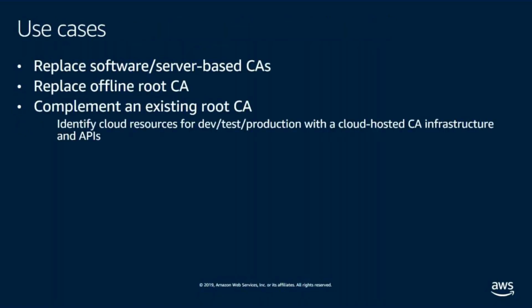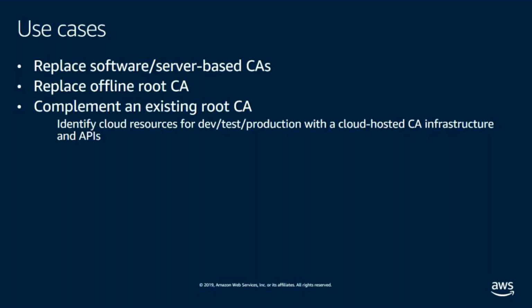Some of the use cases that ACM Private CA can be used for, and places where ACM Private CA fits and can replace an existing solution, are to replace existing HSM-backed online root CAs or intermediate or subordinate CAs. This is a great case where you have an HSM. It's probably challenging to manage and operate and keep it up to date. You can use ACM Private CA to replace that with also an HSM-backed CA, but AWS takes care of managing the infrastructure.